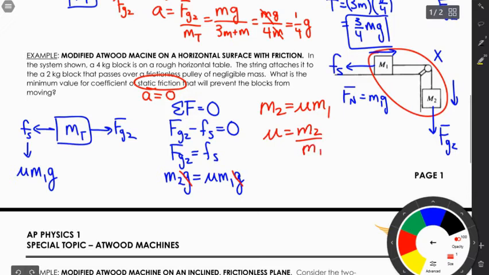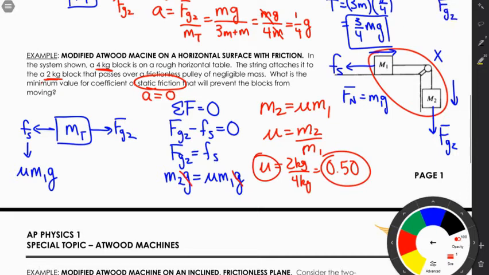So you find that the minimum coefficient of static friction is the ratio of the hanging mass to the table mass. Everybody got that? This is why if you put a larger mass hanging off the table than what's on the table, it's going to accelerate. So we actually have to find this. Hanging is 2 kilograms, table is 4, so we're going to do 2 kilograms divided by 4 kilograms. So what's the minimum coefficient of friction? Half.